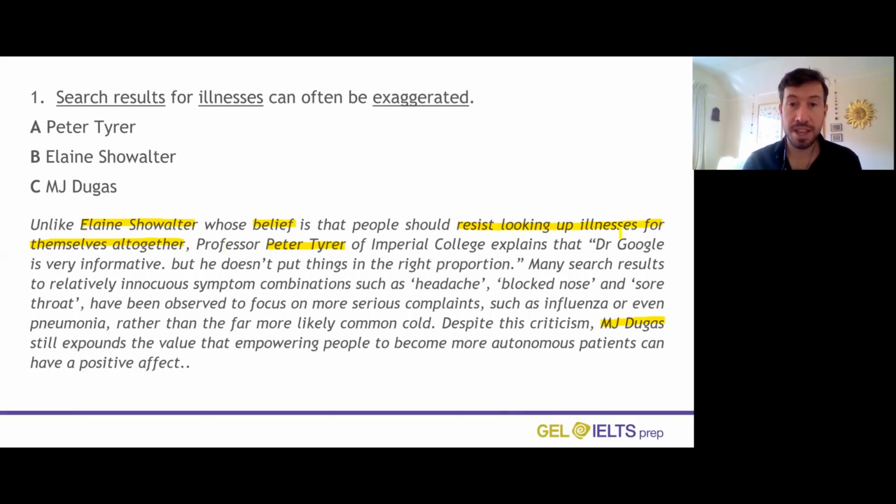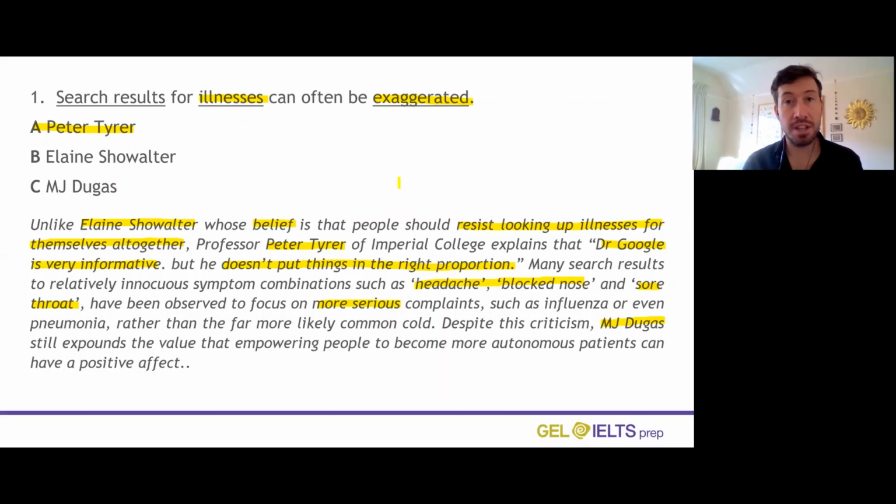Professor Peter Tyra, he explains that Dr. Google is informative, but he doesn't put things in the right proportion. Now, don't put things in the right proportion. That is the same meaning as exaggerated. So he does think that illnesses can be exaggerated. So Peter Tyra is the correct answer here. He also talks about small things like a headache or a blocked nose or a sore throat. People can think are more serious. So again, that's an example of illnesses being exaggerated. So he's the correct answer.